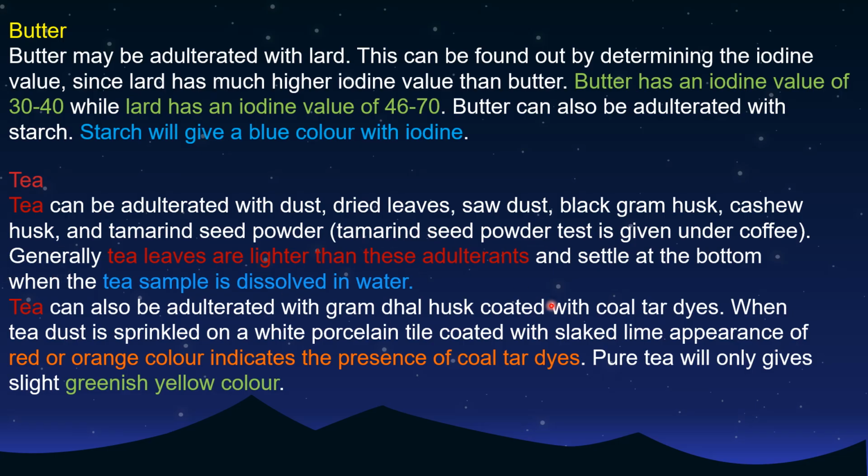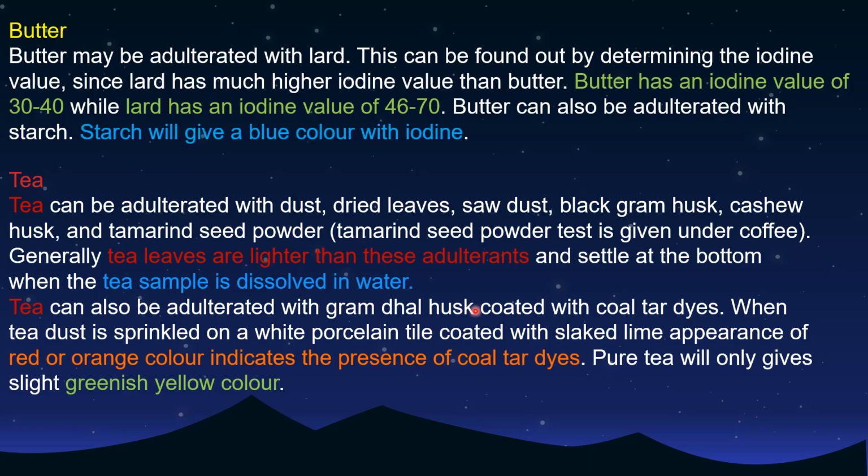Next, if it has dust, dried leaves and all, we can put it inside the water, and tea leaves generally will float. So with that test we can identify whether tea leaves are there. Adulterant will settle at the bottom. We can find out using that test. So when you prepare tea also, you can easily see when we put the tea powder it will float only, it won't go down.